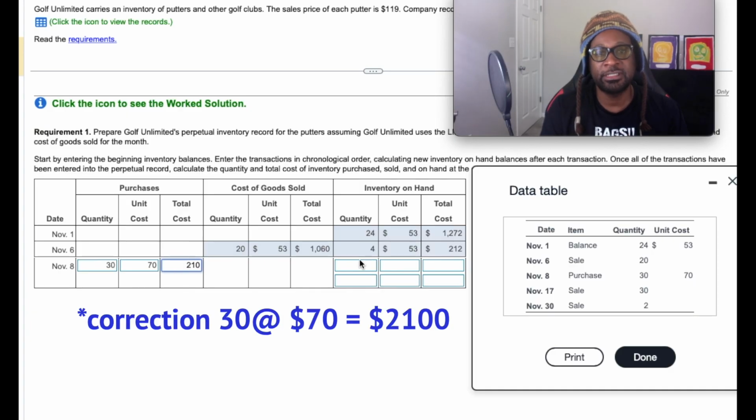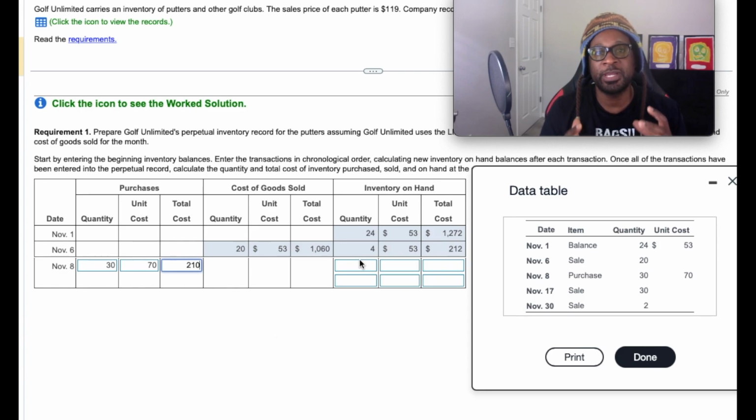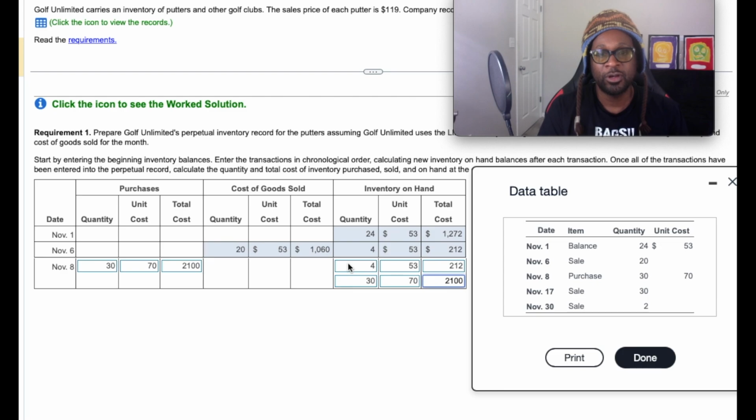So now we must consider the new available inventory we have left on hand. Gang, right before November 8th, we had only 4 units left at a unit cost of $53. But we just made an additional purchase of 30 more units at a cost of $70 each. So obviously, we have a total of 34 units. Therefore, we currently have available 4 units at $53 each, which gives us a total cost of $212, and an additional purchase of 30 units at $70 each, which gives us a total cost of $2,100. We're going to check the answer.